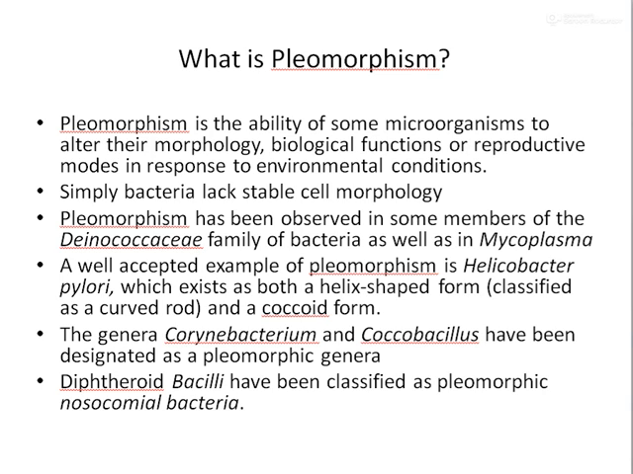Now, Deinococcaceae include Deinococcus radiodurans and others, which have been found to be radiation resistant. All these bacteria show pleomorphism. Then you have Mycoplasma bacteria, which are also found to be pleomorphic. They do not even have a cell wall; we will be talking about what a cell wall is later. And you also have Helicobacter pylori, which exists sometimes as a helix-shaped form and sometimes as a coccoid form. Then you have other members like Corynebacterium as well as coccobacilli and diphtheroid bacilli, which are found to be of different shapes.